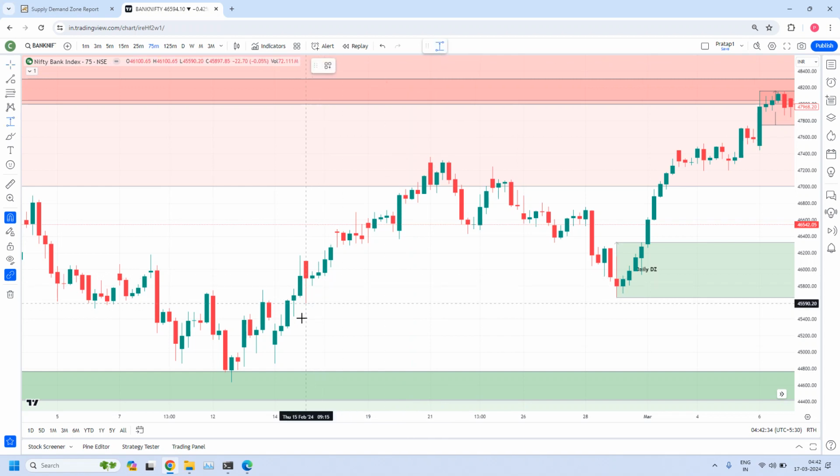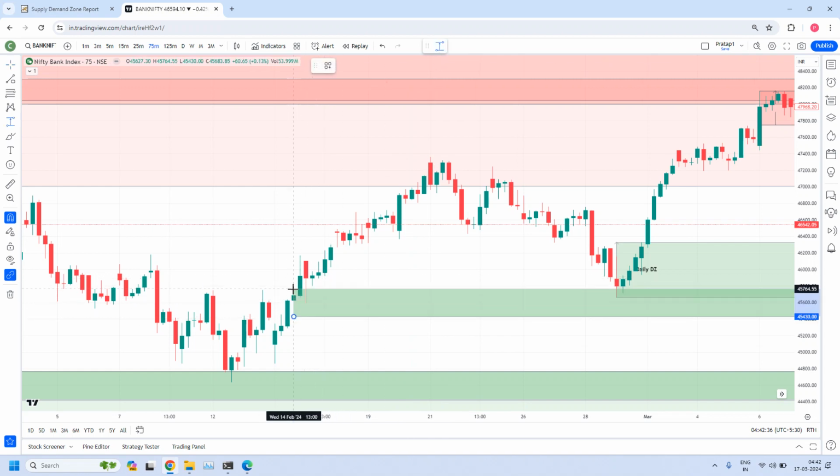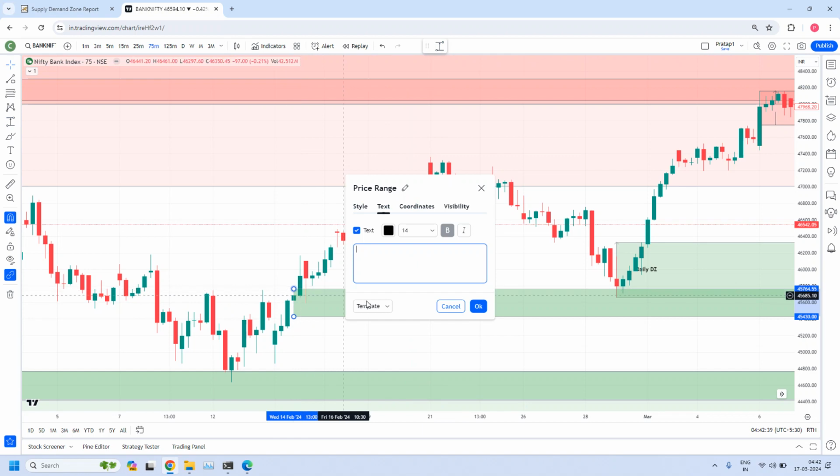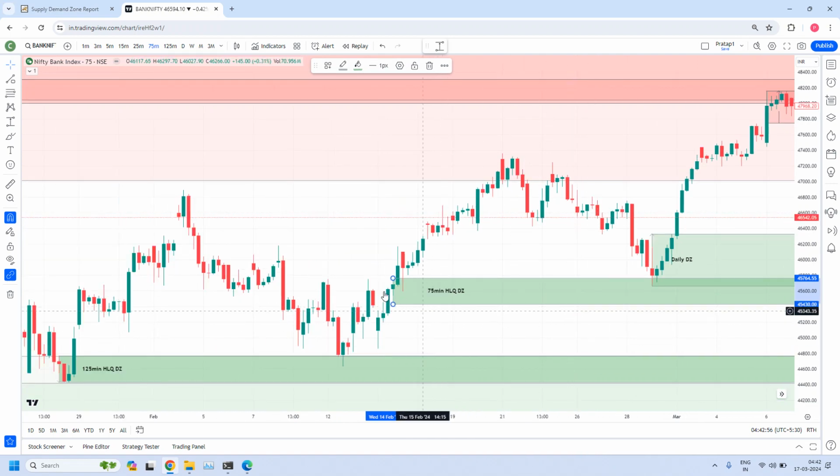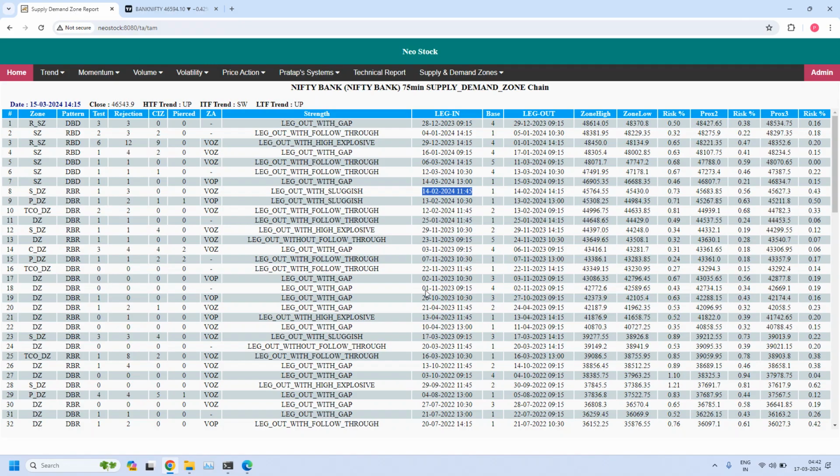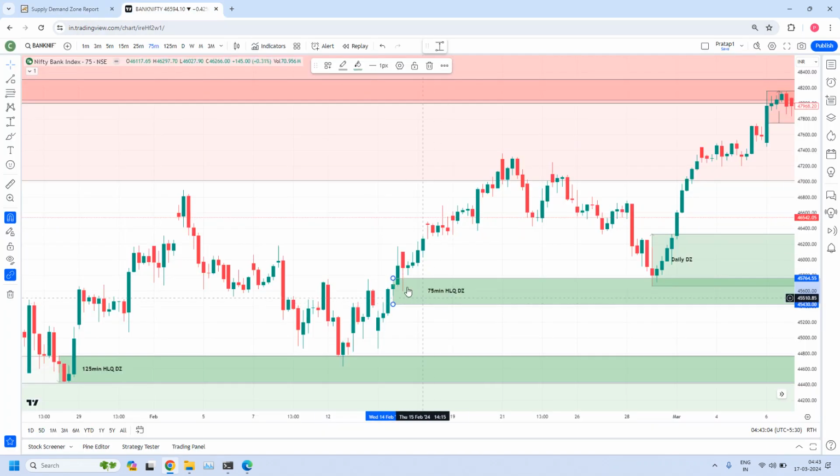Oh, excellent. Very interesting. I will tell you why it is interesting. First, let me add the text. This is a 75 min high liquidity demand zone. So let me cross check once again. 14th February 11:45 and 14th February 14:15 is the leg out.